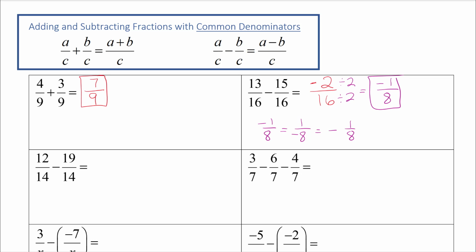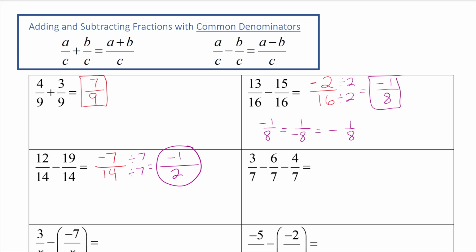Our next problem, 12/14 minus 19/14. Notice that the bottoms are the same. Hooray! So keep them the same. Then I'm going to add or subtract the tops. 12 minus 19, they're opposite signs, so I subtract and get 7. Because the 19 is negative and it's larger, I take the larger value sign. -7/14, I can divide the top and the bottom by 7, and that gets you -1/2. Again, the negative can go on the top, the bottom, or out in front.